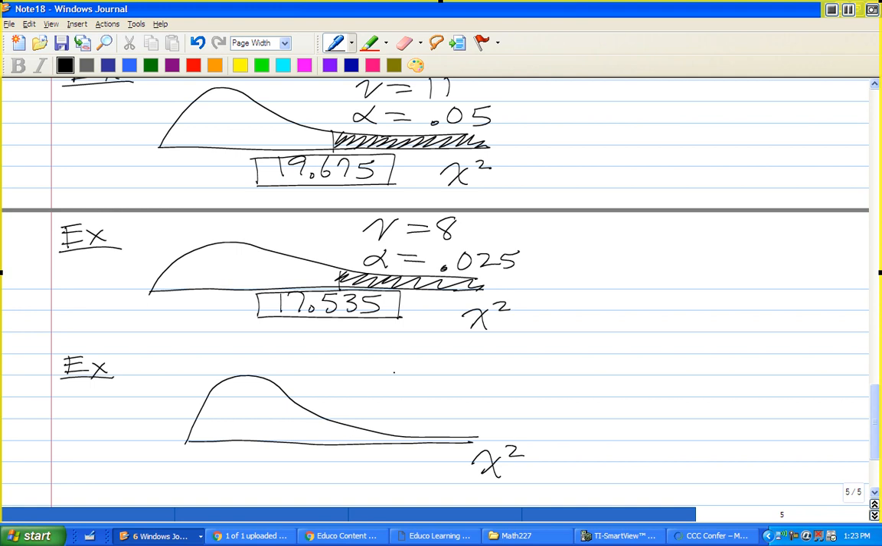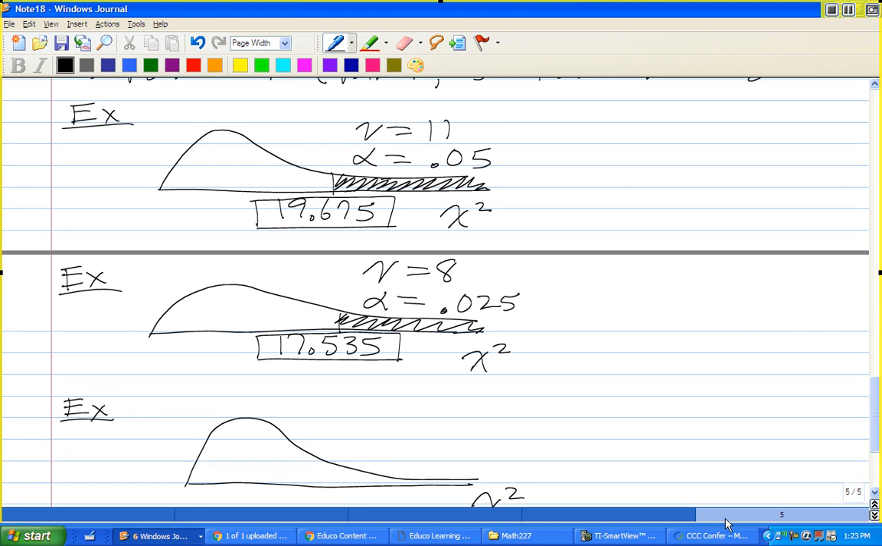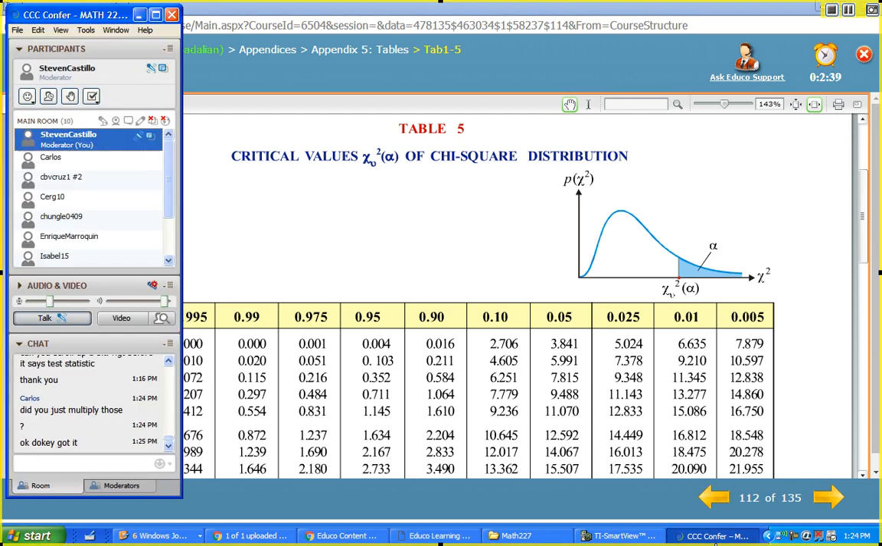Degree of freedom. Uh-oh. No, I didn't multiply anything. All I did here is I looked at it: the degree of freedom here was 8, and alpha was 0.025. So I just read off this value, 17.535. I'm just reading off values on the table.